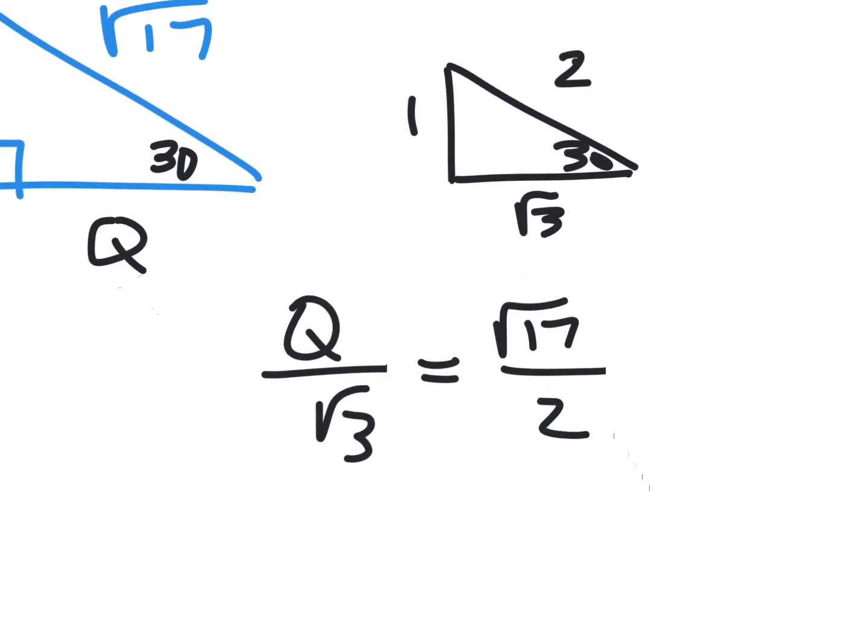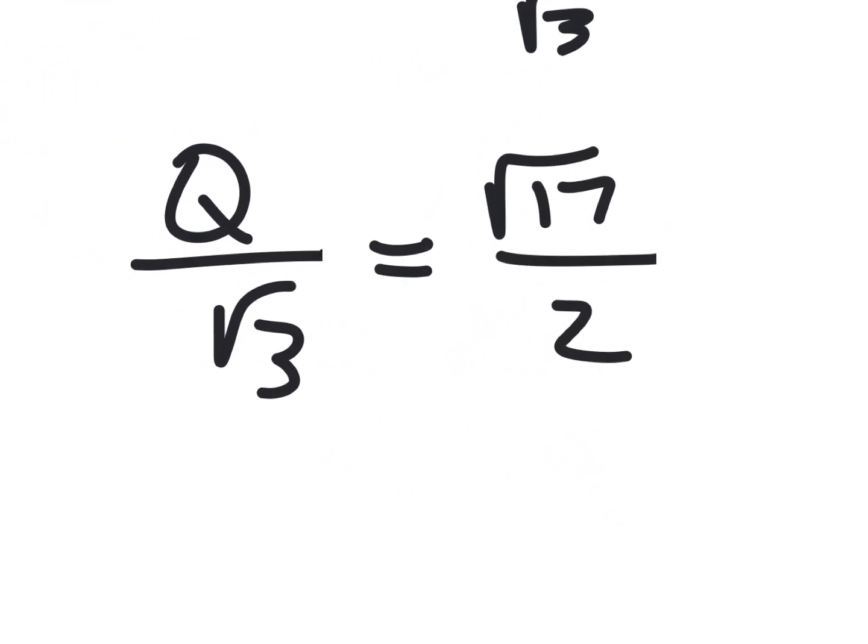Perfect. And then don't cross multiply. The middle school teachers may have ingrained that into your head so strongly you're tempted to. Instead, multiply by root 3 on both sides. Why? Because this one step and I'm done. Boom. Q is root 17, root 3 all over 2.